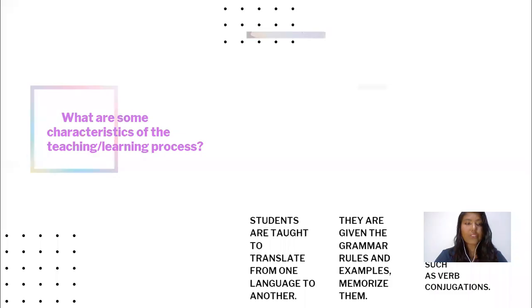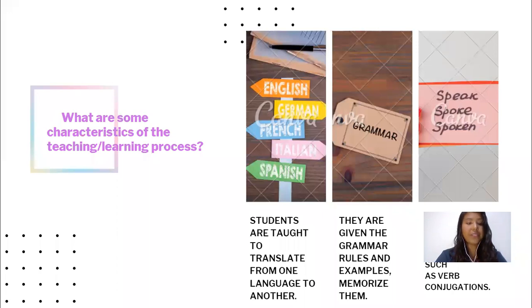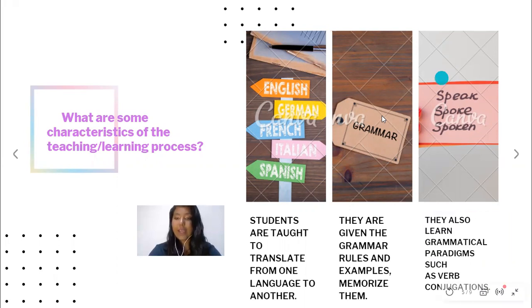The other question is, what are some characteristics of the teaching and learning process? Students are taught to translate from one language to another. Often what they translate is written in the target language. Students study grammar deductively. That means that they are given the grammar rules and examples, and they have to apply them in a different case. They also learn grammatical patterns such as verb conjugations. They memorize native language equivalents for the target language vocabulary words.